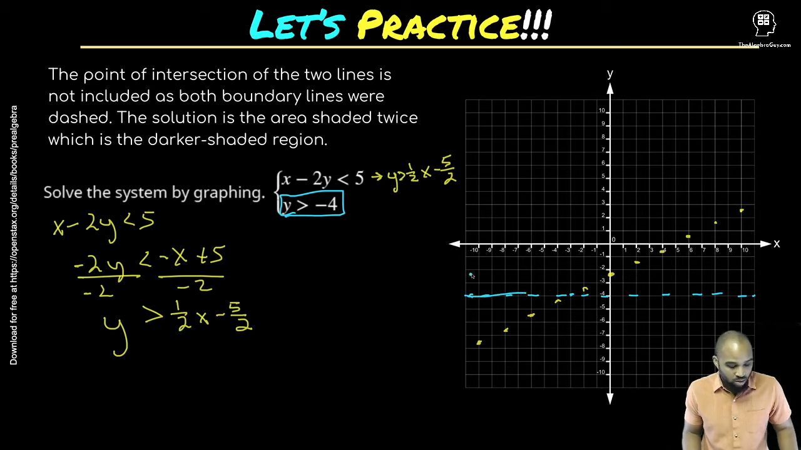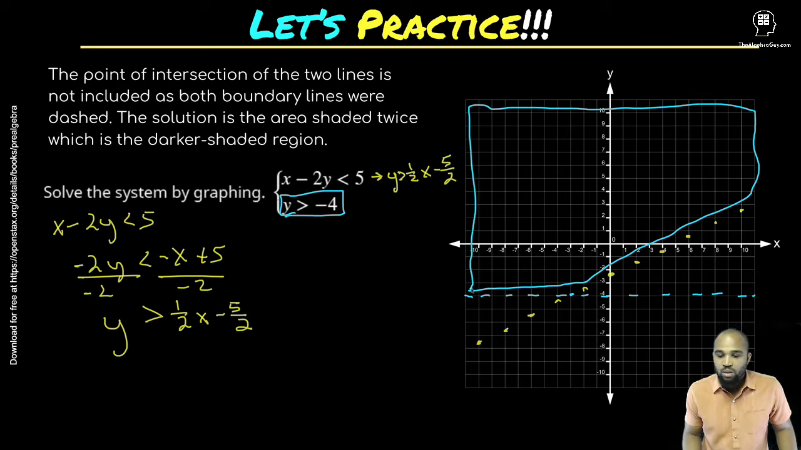Uh-oh, no, I don't want to make that solid. All this space right here. All right. Yeah, that's a good way to do it. I could just put a big box around it. So all this space above the yellow line, because it's greater than, and greater than the blue line.